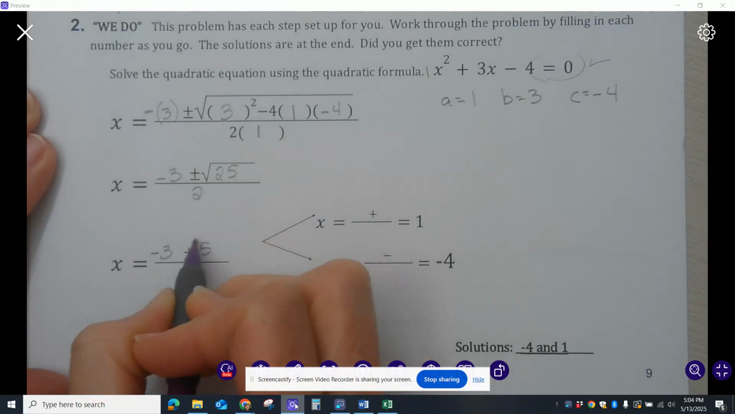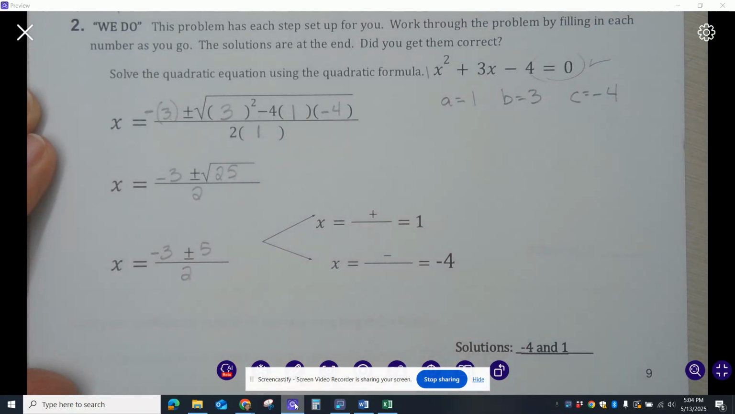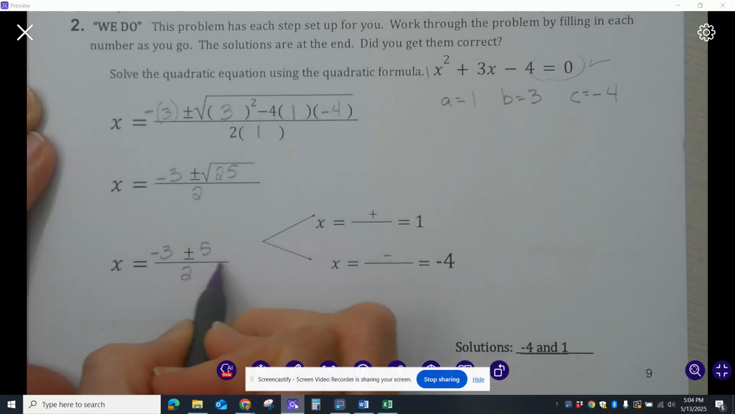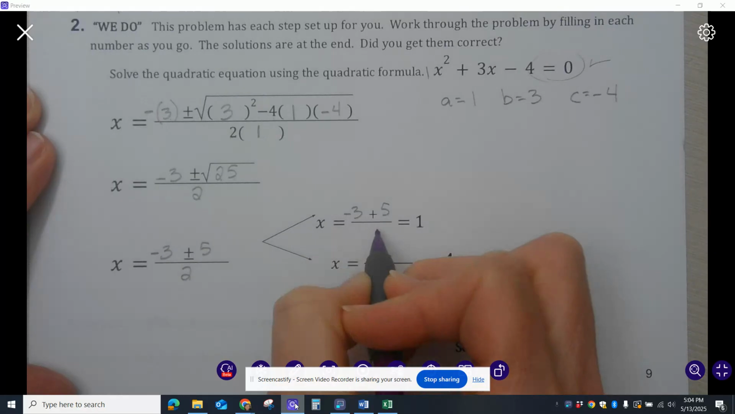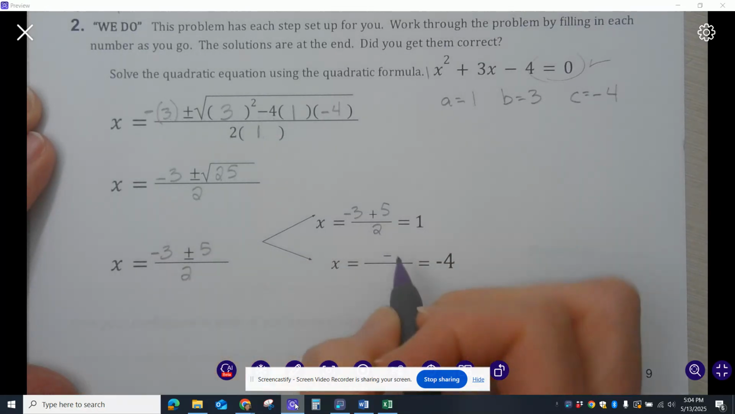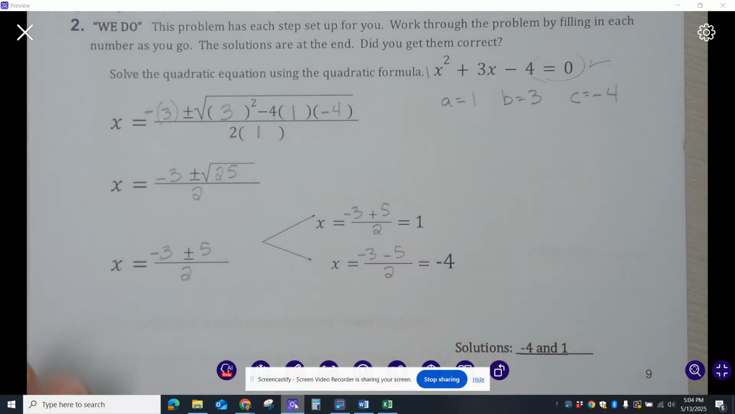That's a perfect square. Or perhaps you put it in your calculator. All over 2. This is the step where we separate this into 2 equations. The first equation will be negative 3 plus 5 all over 2. And this one will be negative 3 minus 5 all over 2. And then look at that, they even gave us the answer.